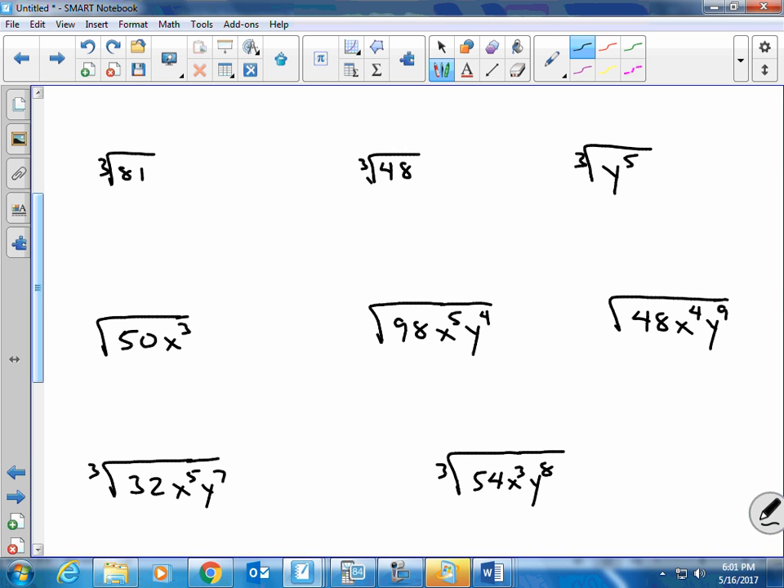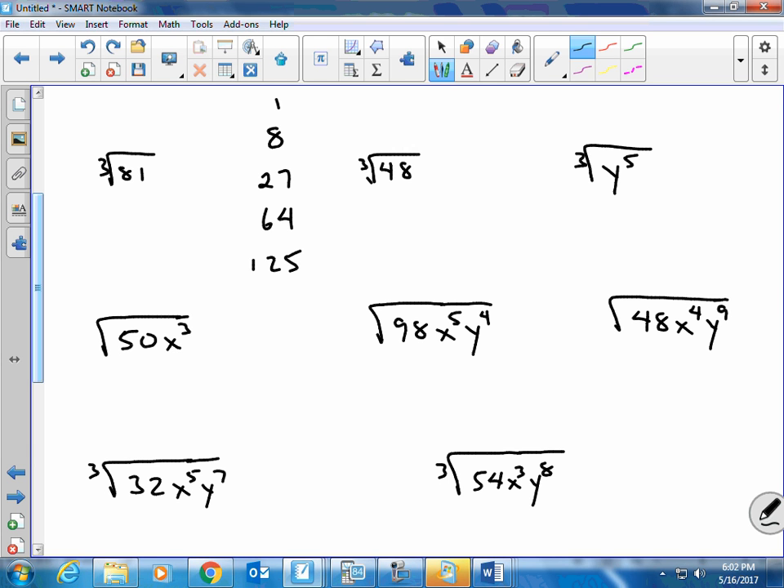So my perfect cubes: 1 times 1 times 1 is 1. 2 times 2 is 4 times 2 is 8. 3 times 3 is 9 times 3 is 27. 4 times 4 is 16 times 4 is 64. 5 times 5 is 25 times 5 is 125. And we can keep going, but we'll stop there. Which one of those numbers goes into 81?